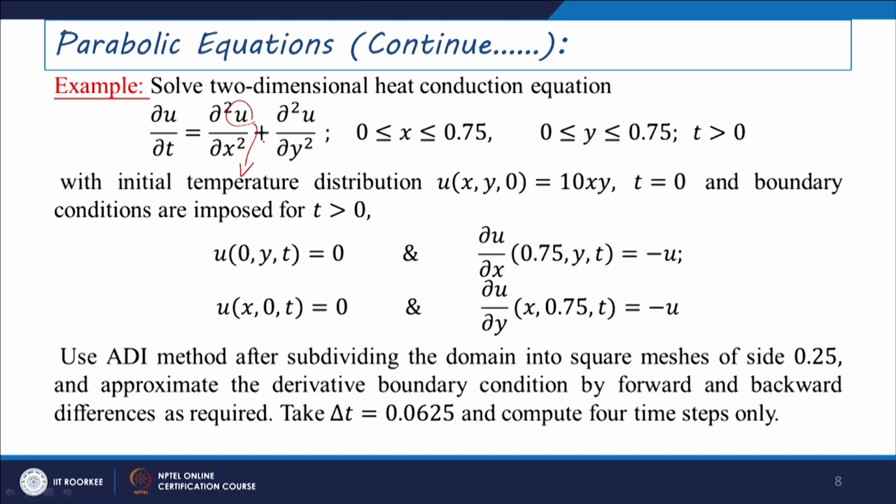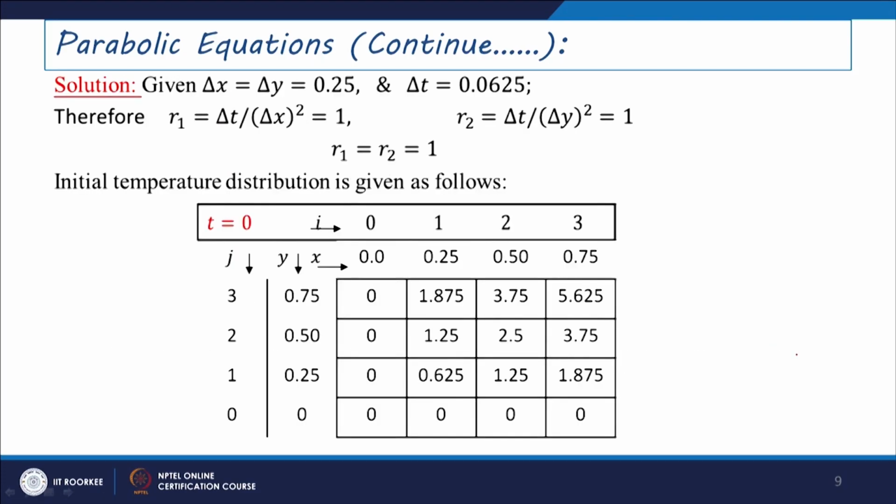This is given to us, and the question asks to use the alternating direction implicit method after subdividing the domain into square meshes of size 0.25, and to approximate the derivative boundary conditions by forward and backward differences as required. Consider the time step del t equals 0.0625 and make the computation up to 4 time steps. With the specified boundary conditions, we can write the domain with del x equals del y equals 0.25.